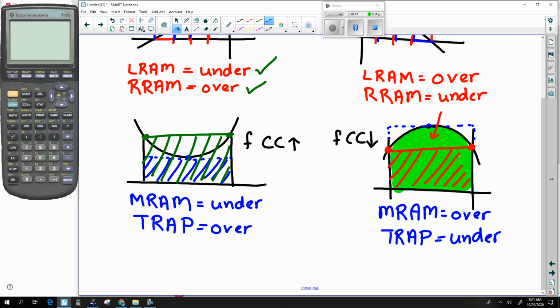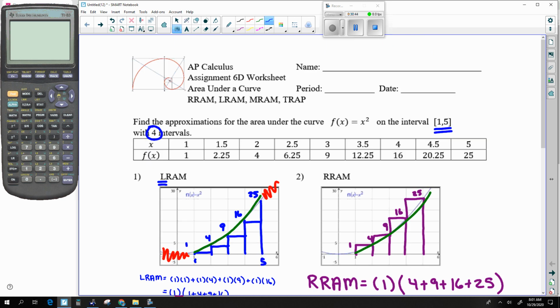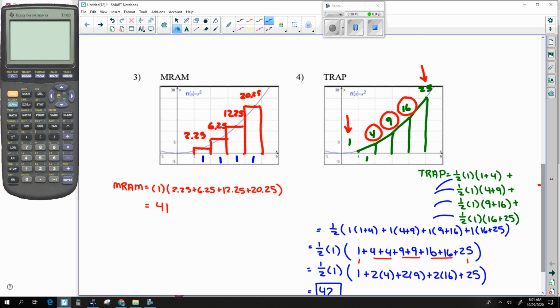So in our pictures over here, we see that the intervals that we have are concave up. So when I have concave up, I know that the MRAM is an under and the trap is an over. When it's concave up, I see that the MRAM is an under and the trap is an over. Okay, that's it.